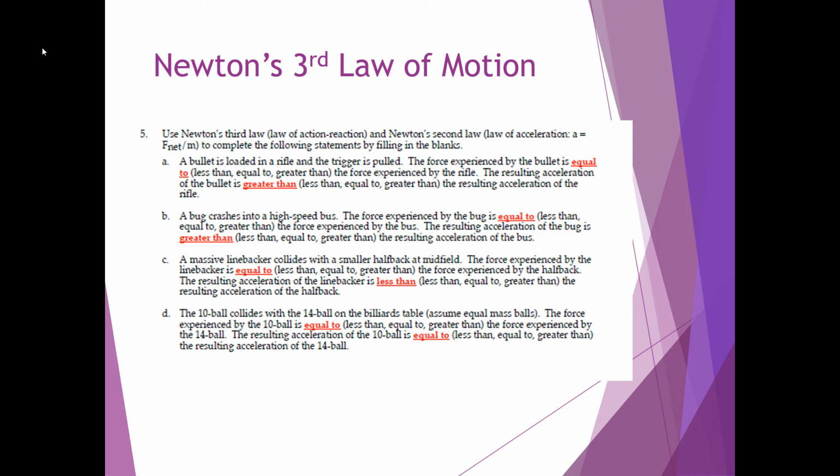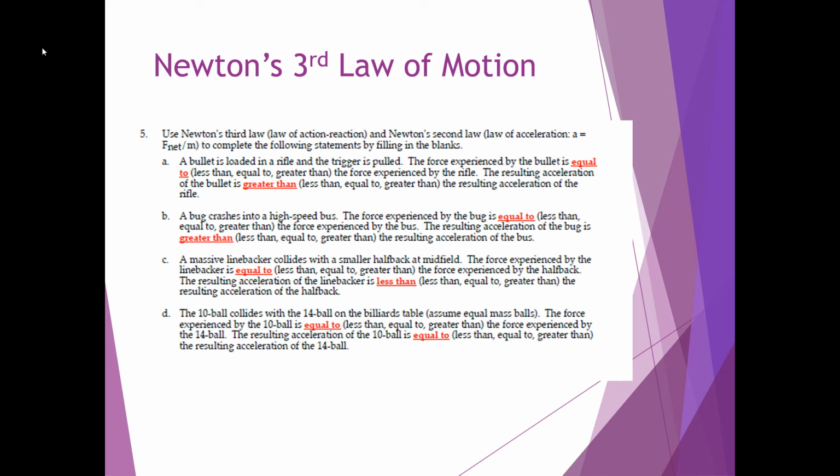So A, a bullet is loaded in a rifle and the trigger is pulled. The force experienced by the bullet is equal to the force experienced by the rifle. And the resulting acceleration of the bullet is greater than the resulting acceleration of the rifle. So the smaller mass has the greater acceleration. B, a bug crashes into a high-speed bus. The force experienced by the bug is equal to the force experienced by the bus. The resulting acceleration of the bug is greater than the resulting acceleration of the bus. So again, the smaller mass has the larger acceleration.